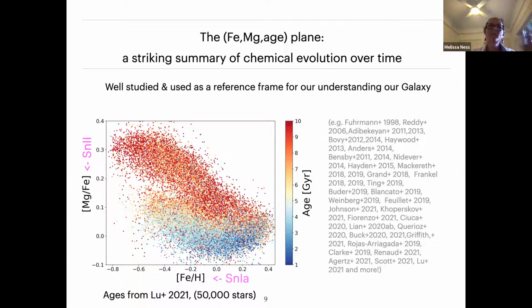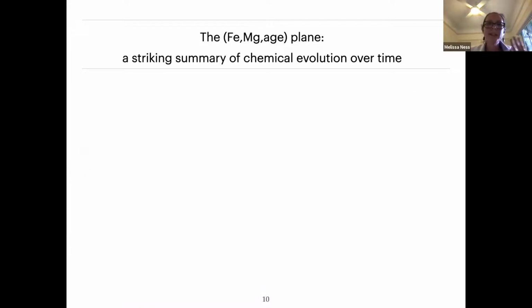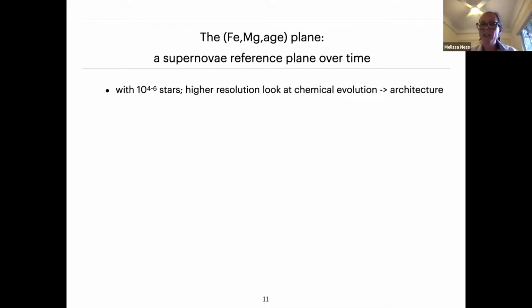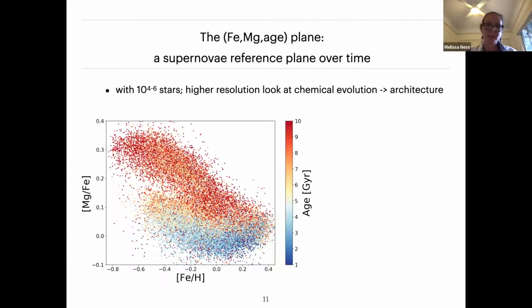Now, because we have so many stars, we can start to very deliberately go from seeing this as a striking summary of chemical evolution over time to being able to work for us as a reference plane over time and ask questions in that reference frame. So with 10,000, 100,000, a million stars, we're really able to look at chemical evolution at a higher resolution and look at the link and the correlations between those chemical properties and the architecture of stars across the Milky Way.